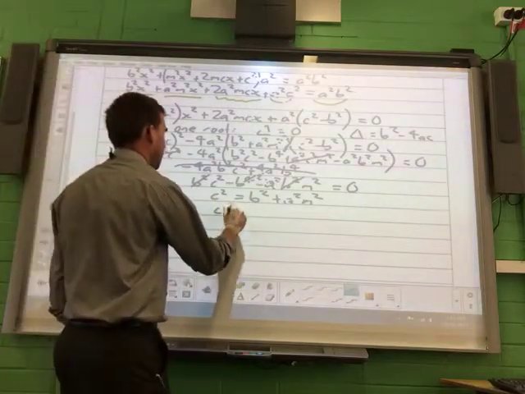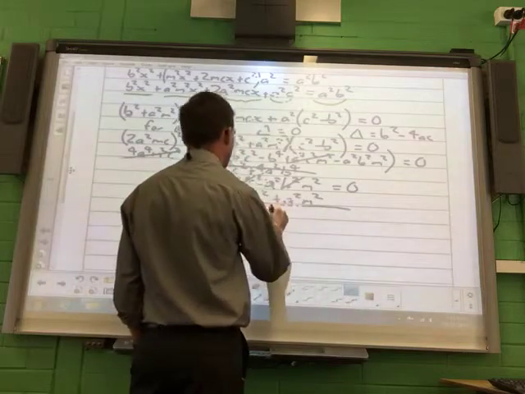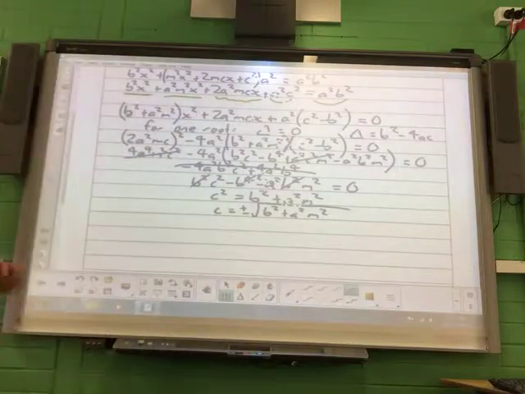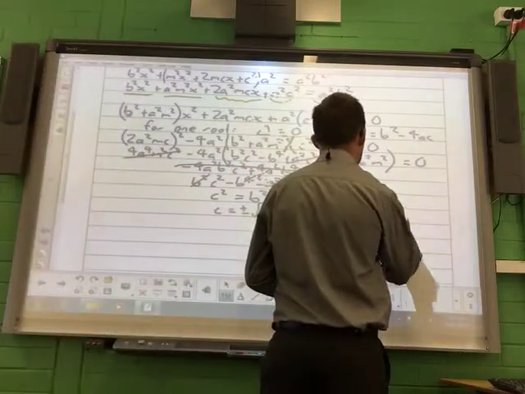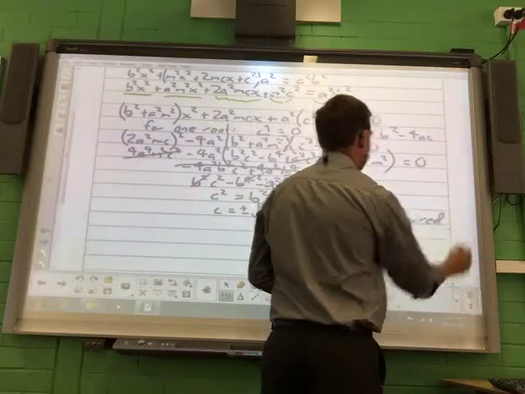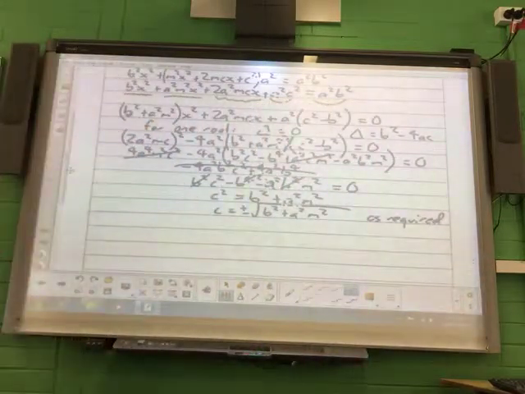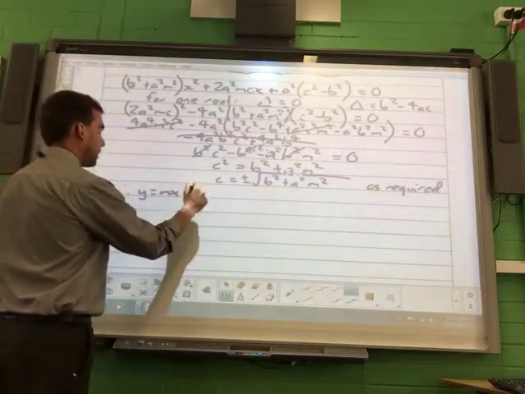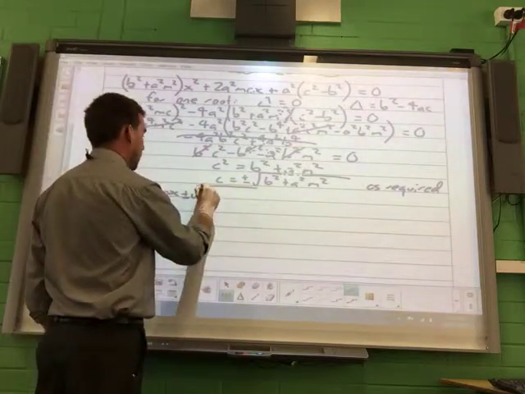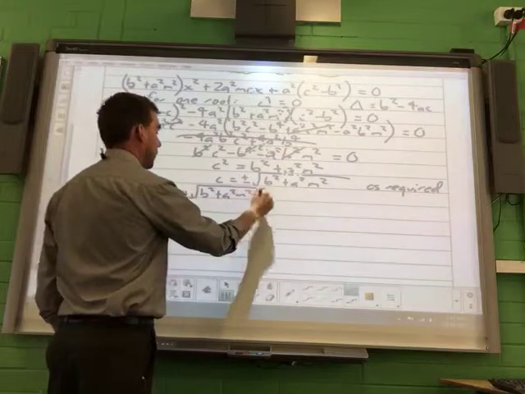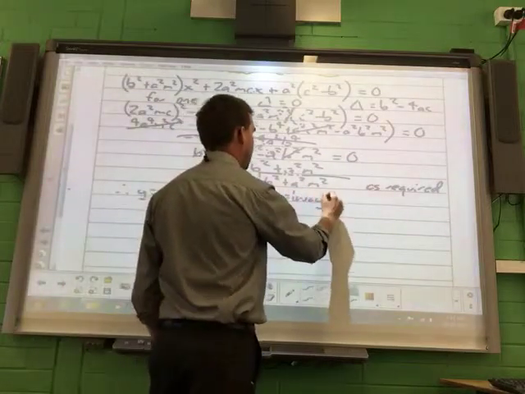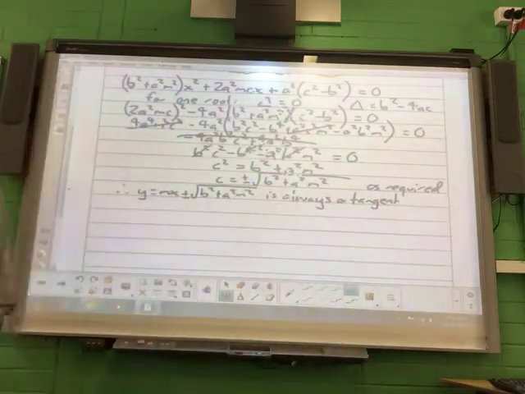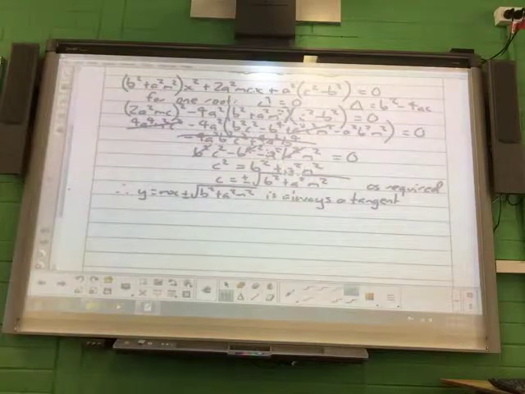Then c is plus or minus the square root of b squared plus a squared m squared, which is what we had at the start, as required. Therefore y equals mx plus or minus the square root of b squared plus a squared m squared is always the tangent, because we've justified that I only have one root for all a, b's, m's.